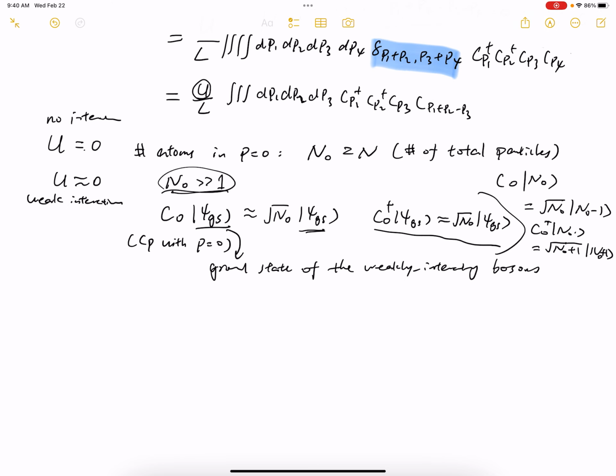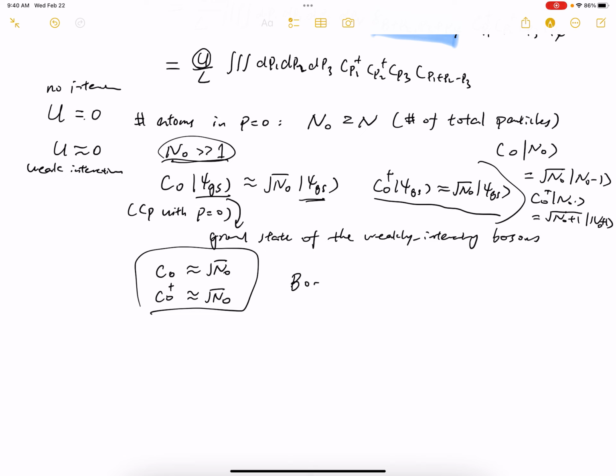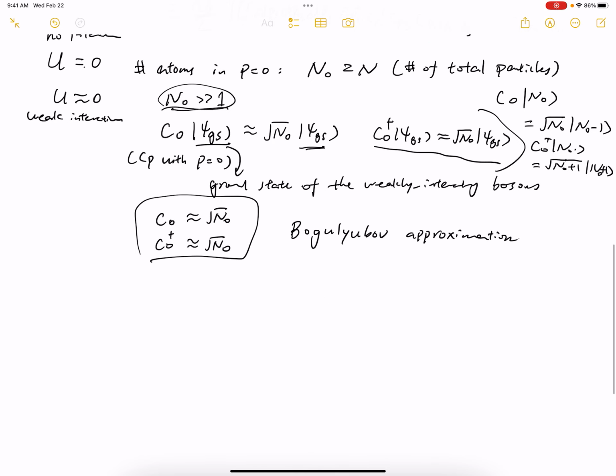And in this case, we can actually just replace these operators C0 and C0 dagger by a number. So this is just roughly equal to square root of n0. So that is the approximation we're going to make. And this approximation has a famous name. It's called the Bogoliubov approximation. This is named after, I think, a Russian physicist named Bogoliubov, who basically first used this to treat interacting bosons.